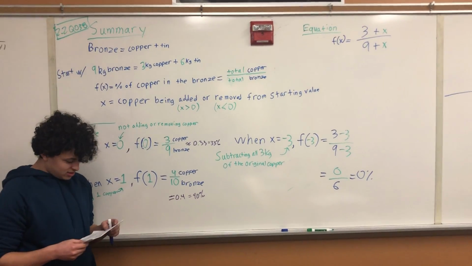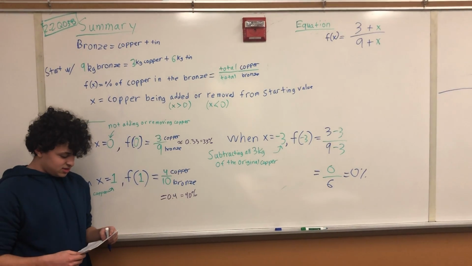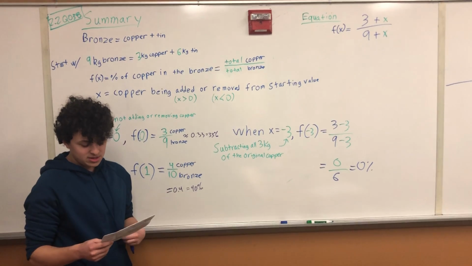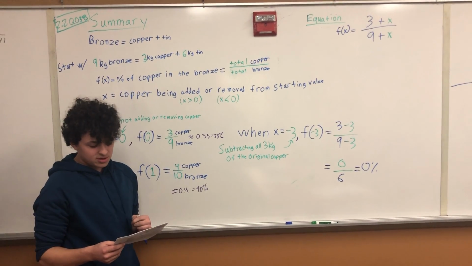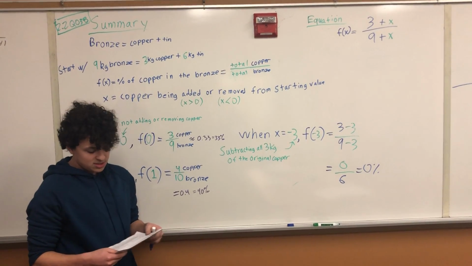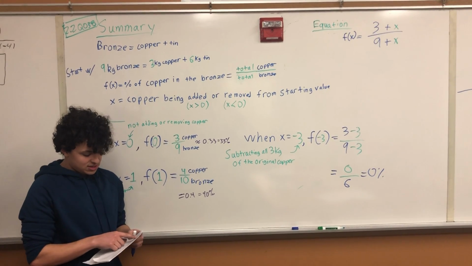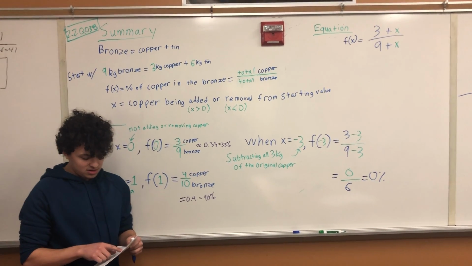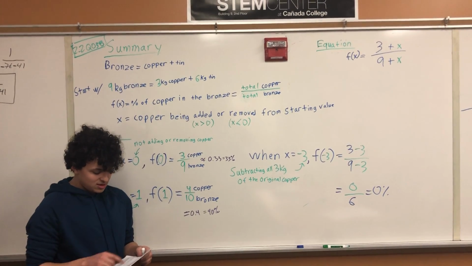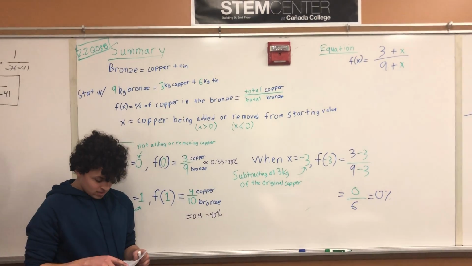Okay, so we're doing homework 2.2, question 038, and it says, bronze is an alloy or mixture of the metals copper and tin. The properties of bronze depend on the percentage of copper in the mix. A chemist decides to study the properties of a given alloy of bronze as the proportion of copper is varied. She starts with 9 kilograms of bronze that contain 3 kilograms of copper and 6 kilograms of tin, and either adds or removes copper.